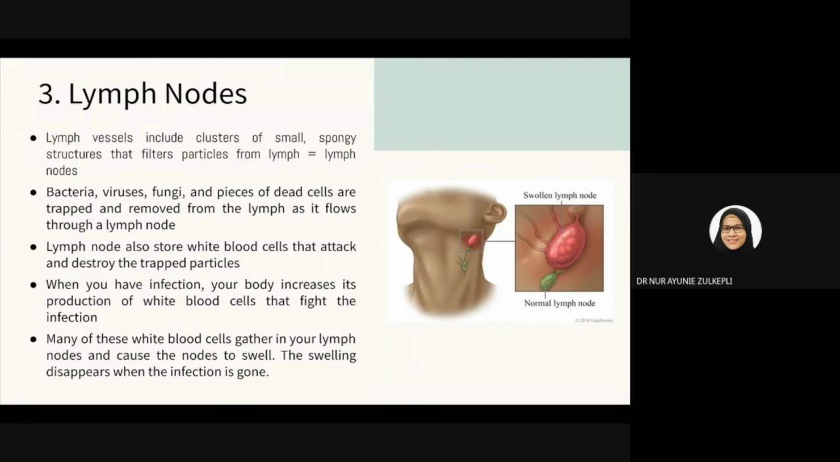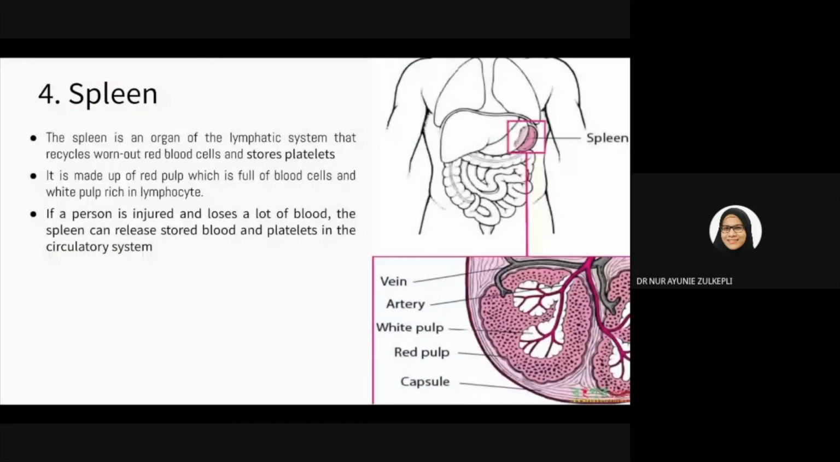But when it becomes swollen and does not reduce over time, it must be some kind of more potent infection. That is the time you require antibiotics to help your white blood cells work on fighting the infection. Okay, and spleen. So what is the spleen? The spleen is an organ of the lymphatic system that recycles worn out red blood cells and stores platelets. So our used red blood cells are not eliminated from our body. They will be recycled in the spleen.